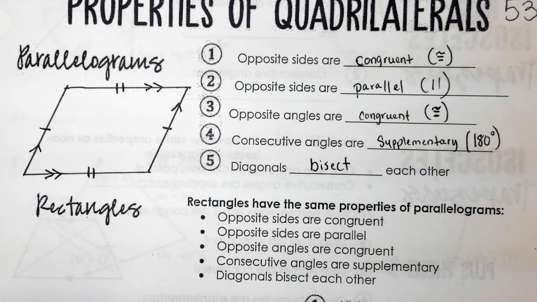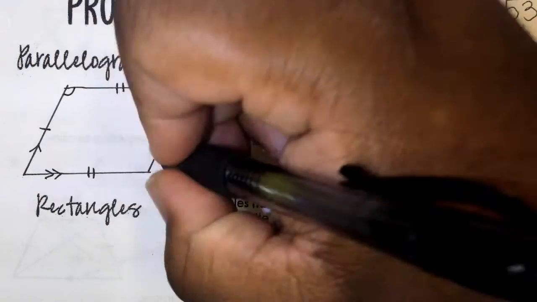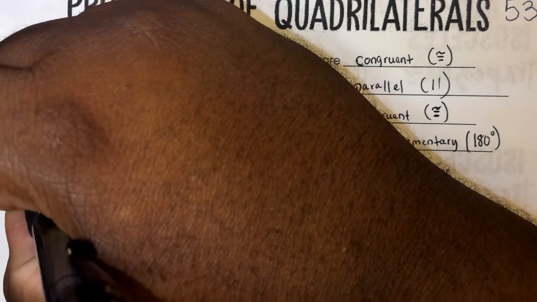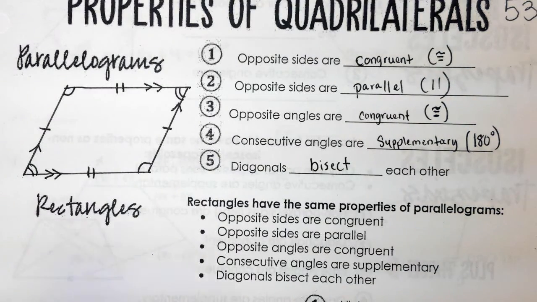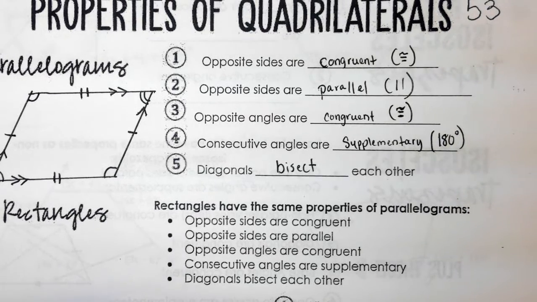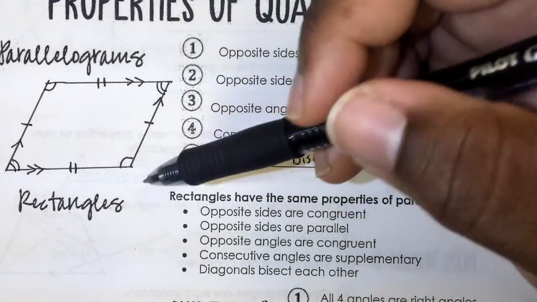Then after that, they say opposite angles are congruent. This angle will be congruent to this opposite angle, and this angle will be congruent to this opposite angle. They say consecutive angles are supplementary, equal 180. We don't need to write that. We can just look at it and see though.